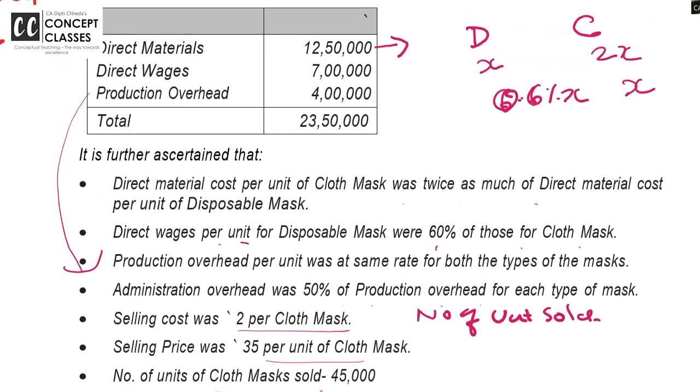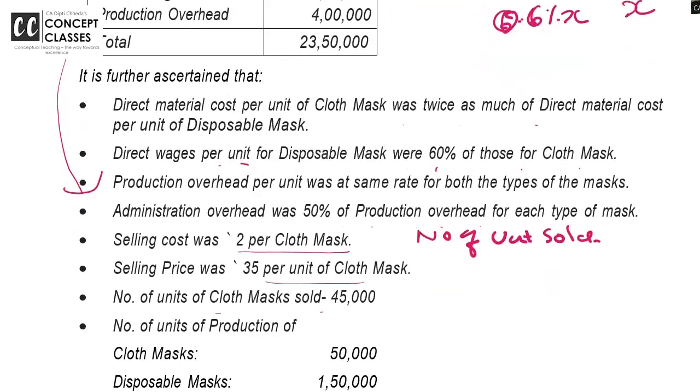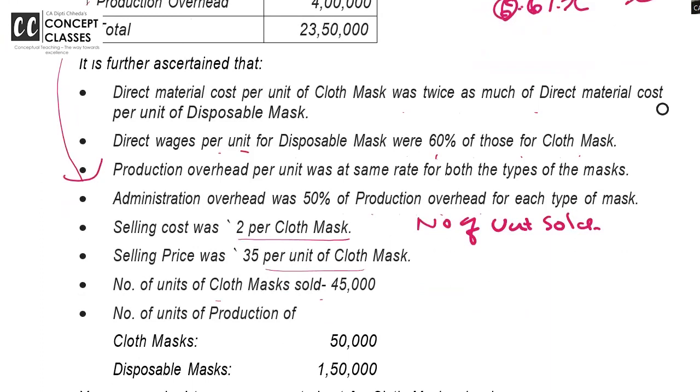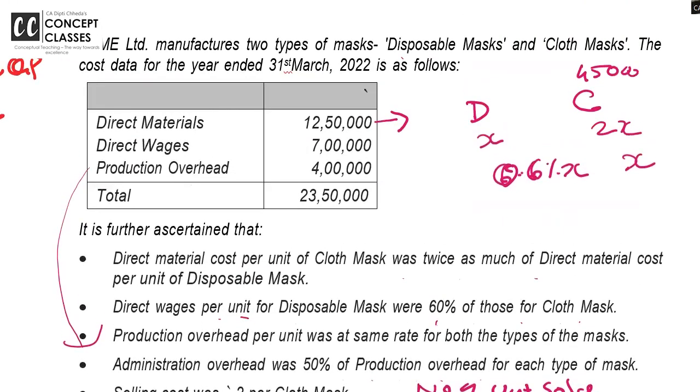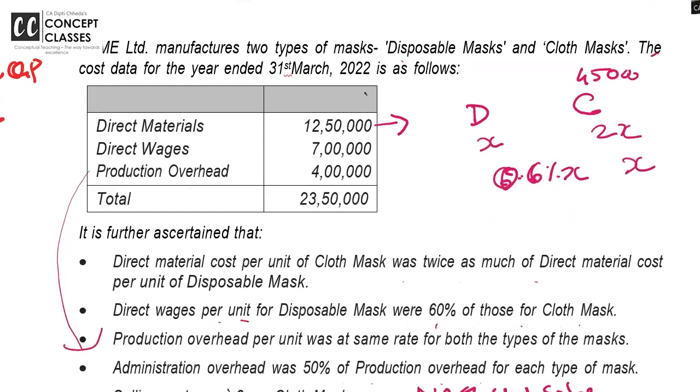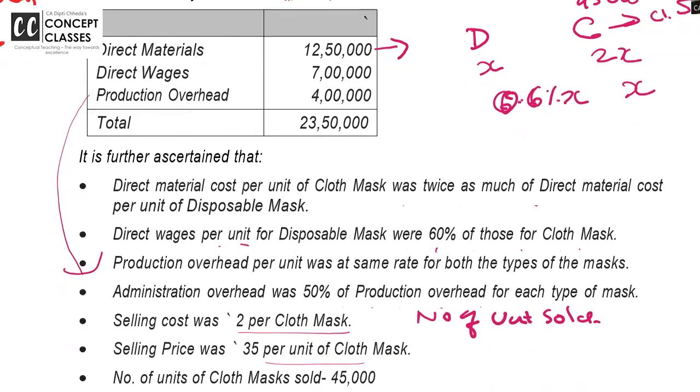Cloth masks sold are 45,000. Number of units of cloth masks sold are 45,000 and produced are 50,000. Produced are 50,000 cloth masks, sold are 45,000. So what is 5,000, dear students? Closing stock of finished goods of cloth mask.